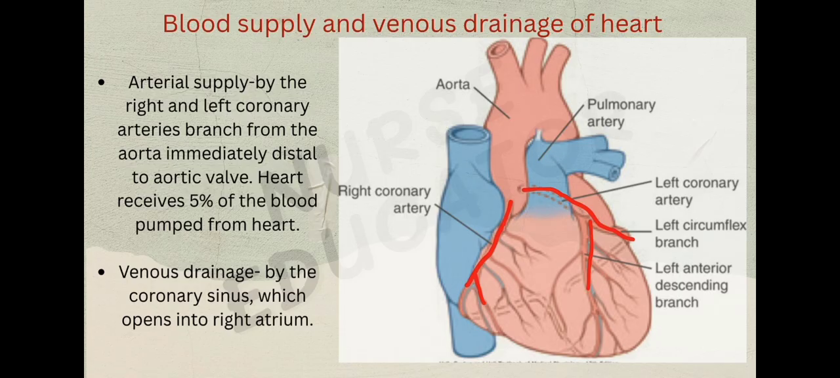From the aorta, the heart receives 5% of the blood pumped from the heart. From 100%, 5% is required by the heart, and the remaining 95% is sent towards all the body organs. The venous drainage is by the coronary sinus. As I told, the coronary sinus will carry the deoxygenated blood, and it drains that deoxygenated blood into the right atrium.